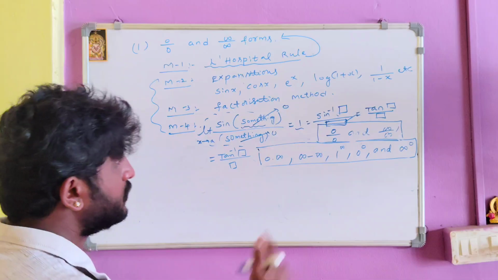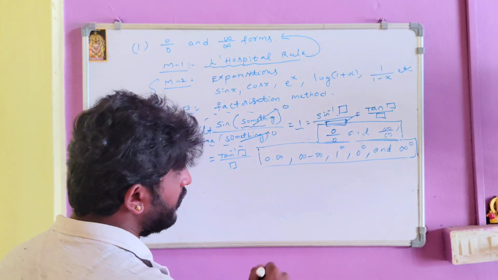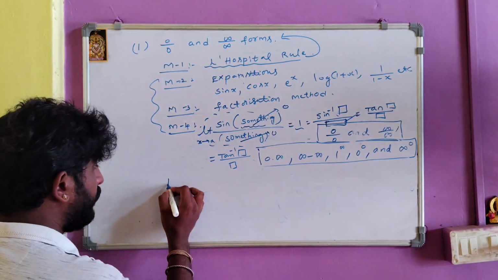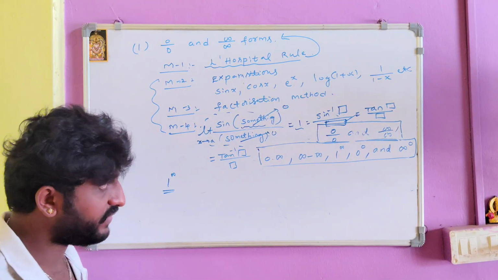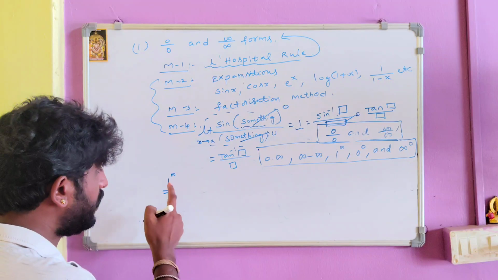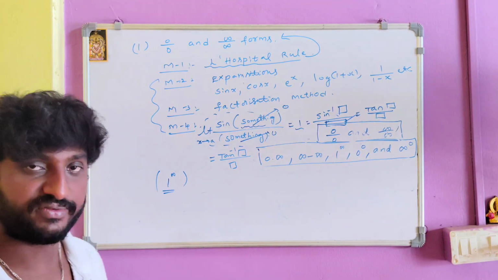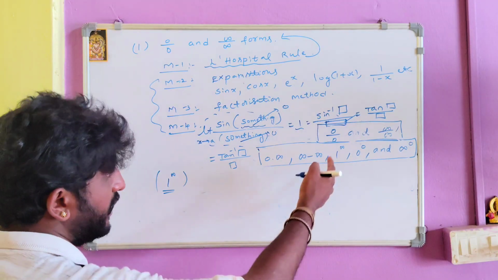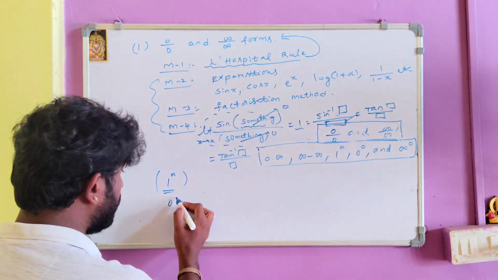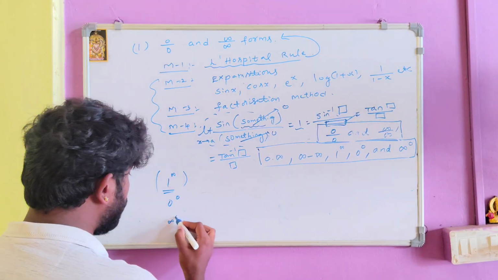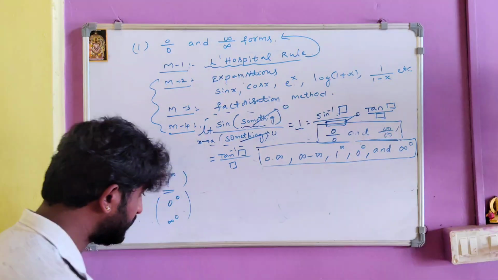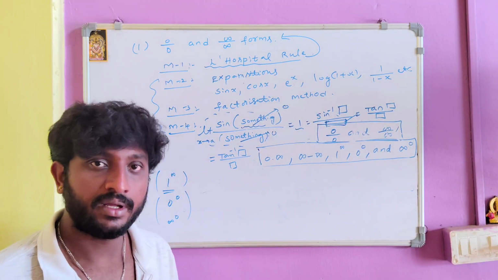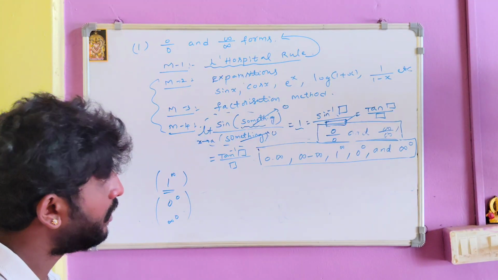Except for 0 by 0 and infinity by infinity, we have another method for 1 raised to the power of infinity. We cannot simplify this form by using L'Hopital rule. There is a special method for 1 raised to the power of infinity, 0 raised to the power of 0, and infinity raised to the power of 0. To simplify these indeterminate forms, we have a separate method. I will explain it later.